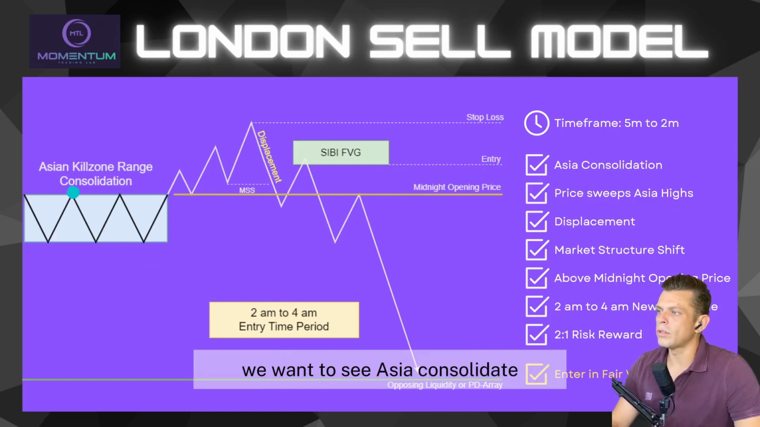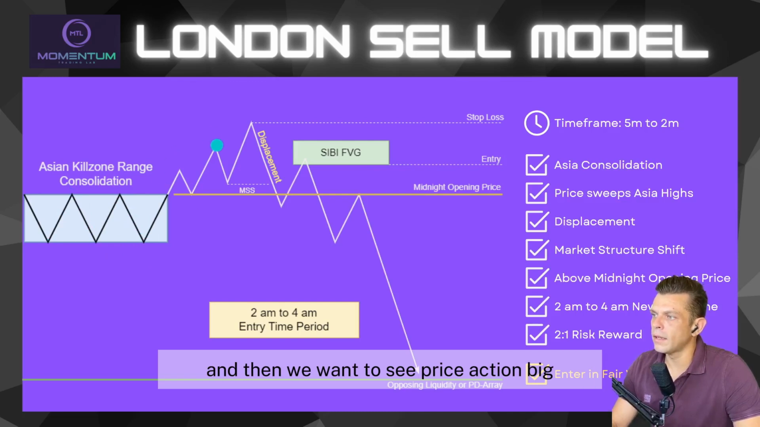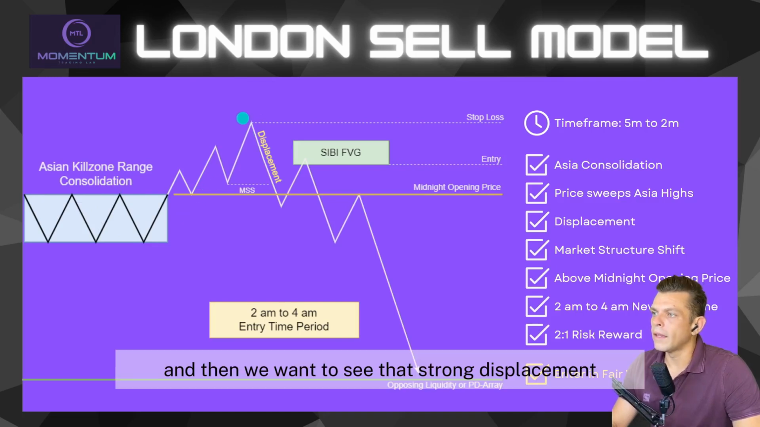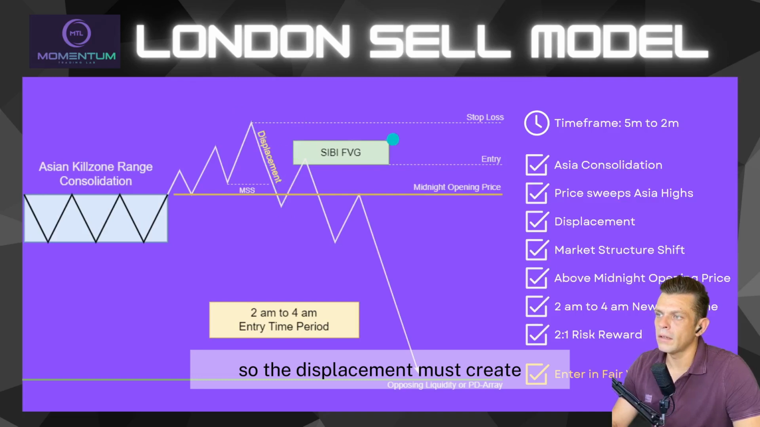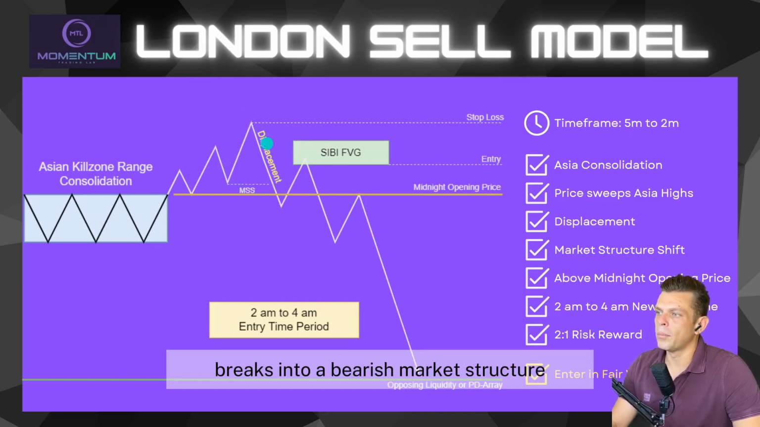So the same, we want to see Asia consolidate, and then we want to see price action dig into the Asia highs or buy side liquidity. And then we want to see that strong displacement. The displacement must create the fair value gap on either the 1-minute, 2-minute, or 3-minute time frames. And if that displacement breaks into a bearish market structure, so it takes out the very last higher low, you can track these higher lows.